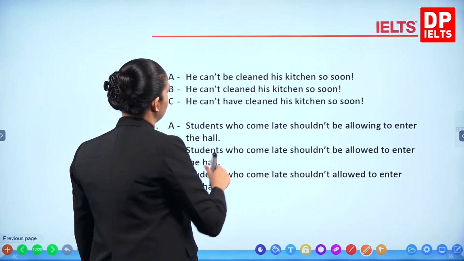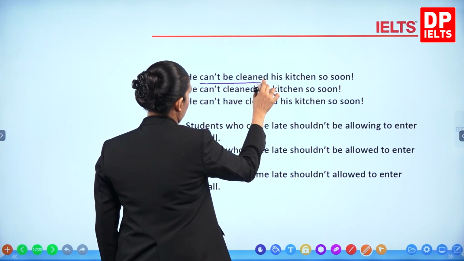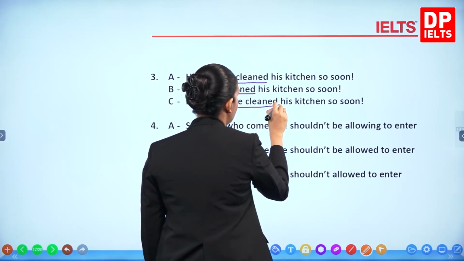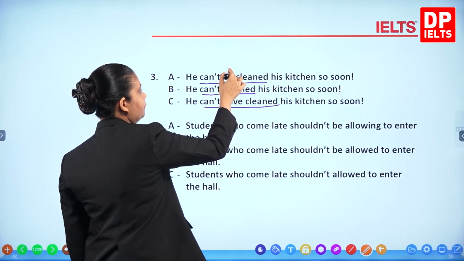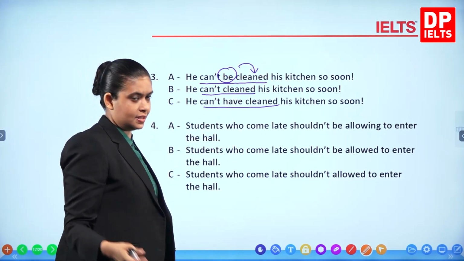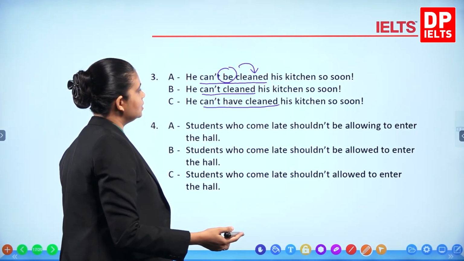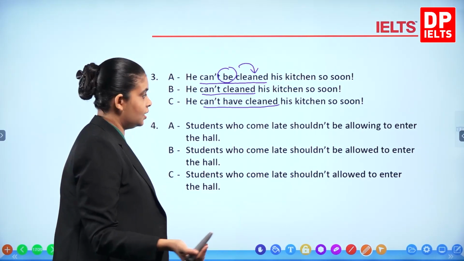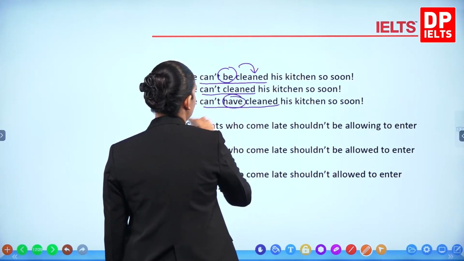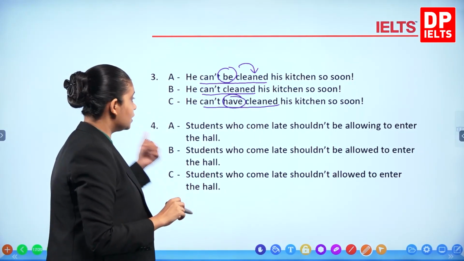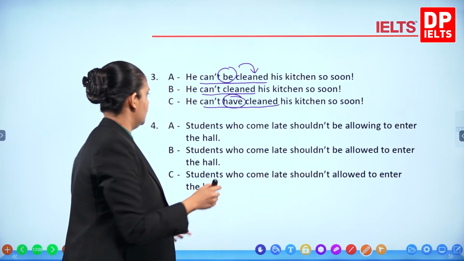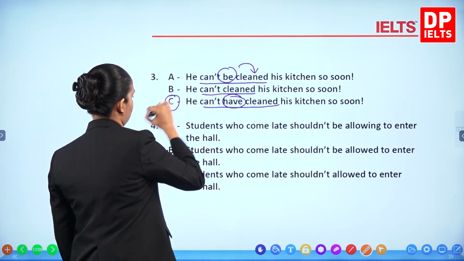He can't be cleaned his kitchen. He can't clean his kitchen. He can't have cleaned his kitchen. So if there is a be verb, it needs to be with the present participle. Can't cleaned, we can't have such a thing. If it is in the past participle, then have needs to be there. So the correct one is he can't have cleaned his kitchen so soon. So C is the answer.